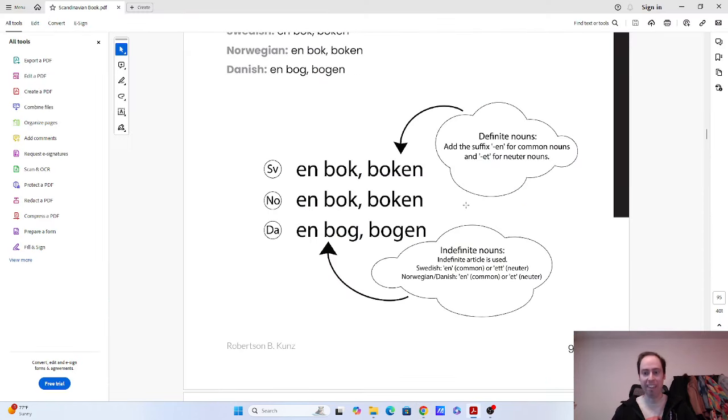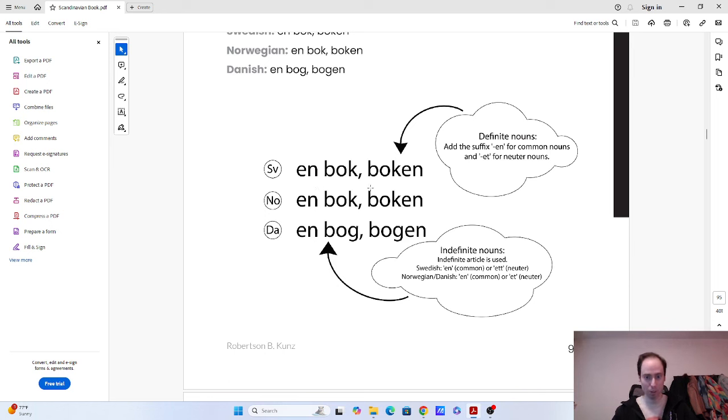I want to talk about nouns in these three languages. So here we have the three languages, Swedish on top, Norwegian, and Danish. And right off the bat, you can see they're pretty similar. This is a book and then the book.